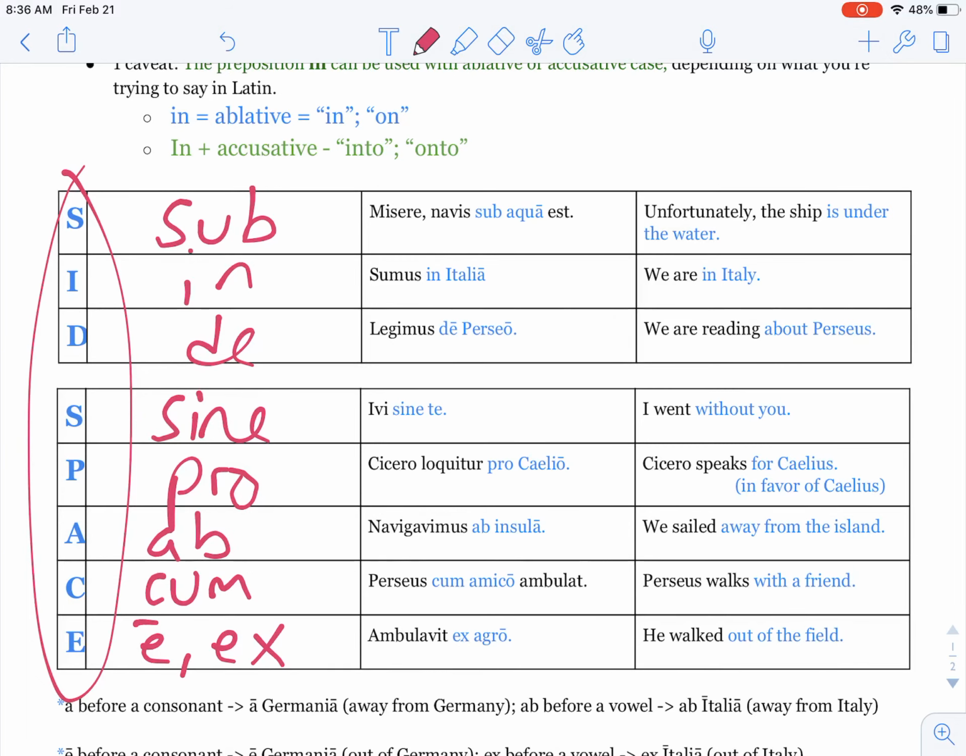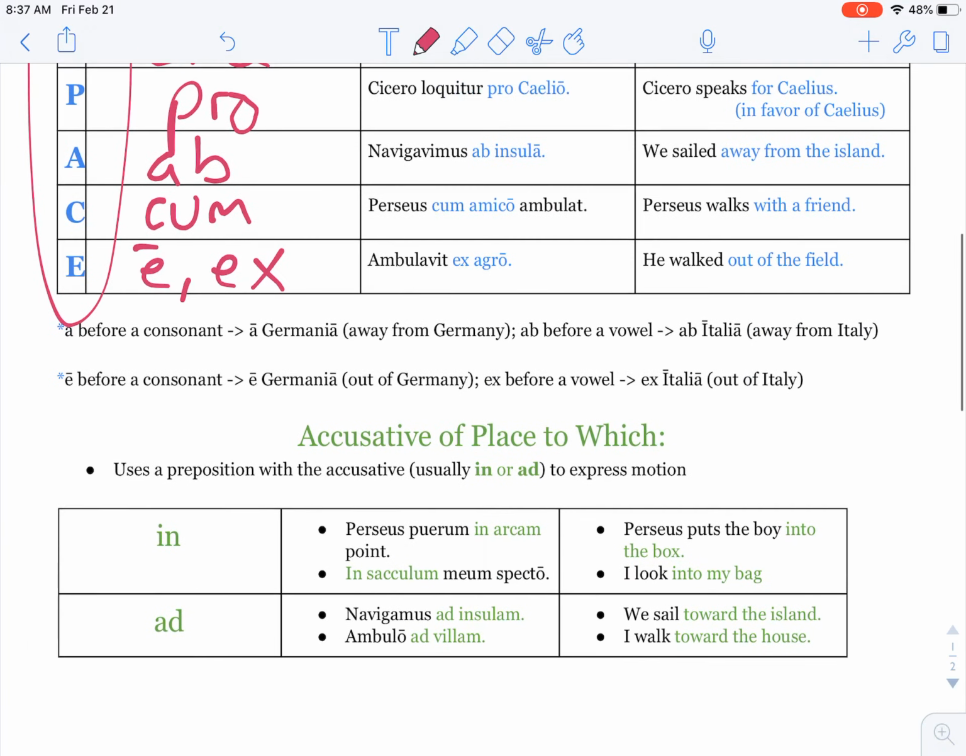Ex Italia, x coming before a vowel, like in ex agro, or e Roma, out of Rome. So it's just that e comes before a consonant, x comes before a vowel. But it's the same exact word. E and x both mean out of. And this is explained down here too for you.